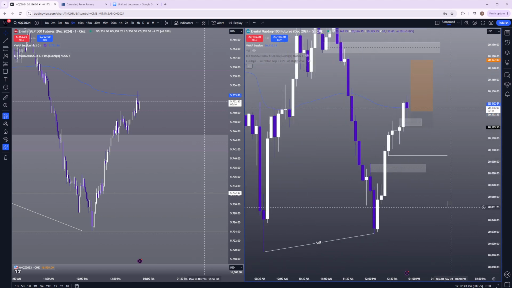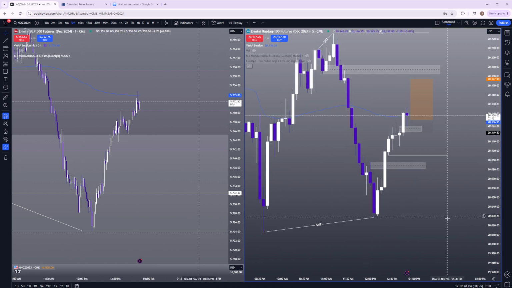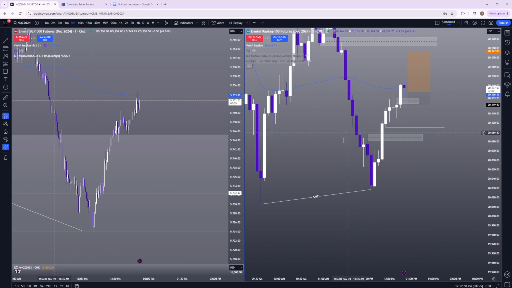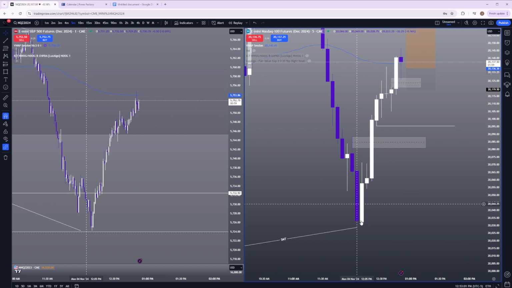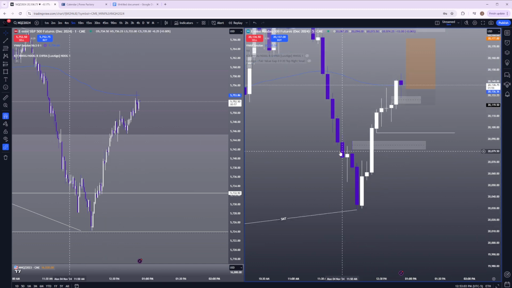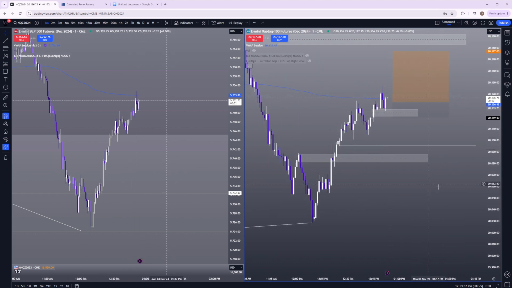I wouldn't consider this a 5 minute unicorn, just because I think Mike asked about it and we didn't form a swing low, swing high here. We have to have a 3 candle pattern with swing low, swing high for that to be a unicorn. If we had a 3 candle swing low, a 3 candle swing high, and then a 3 candle swing low, that would be a unicorn. This technically isn't a unicorn here. It is a 1 minute breaker.